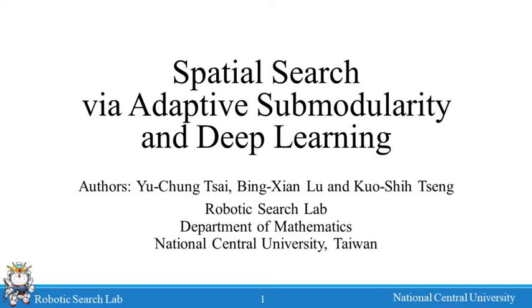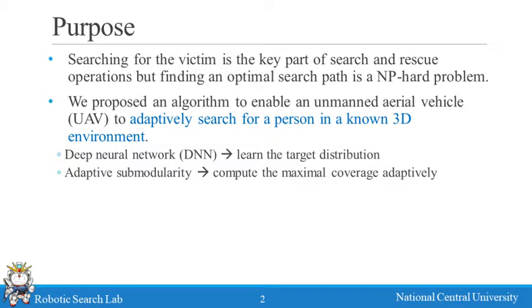This paper describes how to search for a target for an unmanned aerial vehicle using adaptive submodularity and deep learning. The authors are Yu-Chung Tsai, Bing-Xian and Kuo-Shih from the Robotics Search Lab of the Mathematics Department at the National Central University. The purposes of this project are as follows.